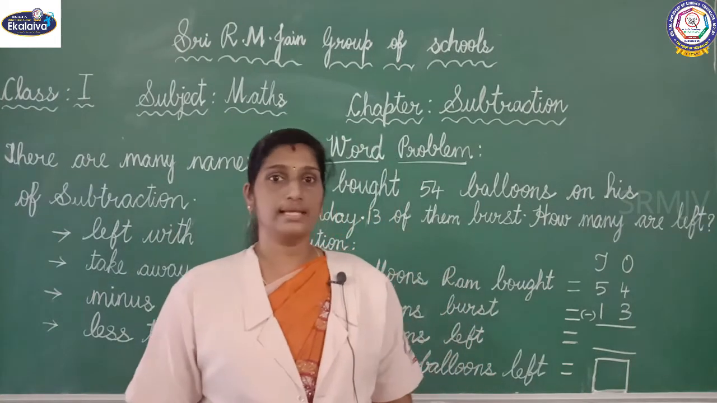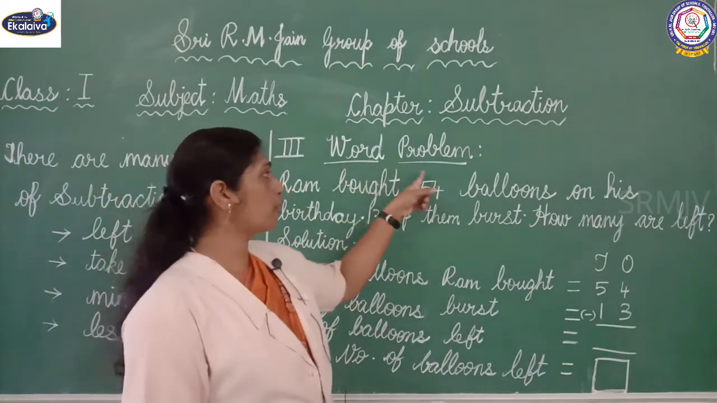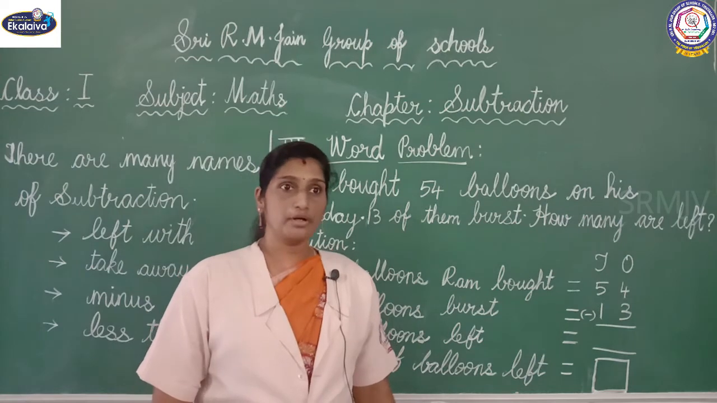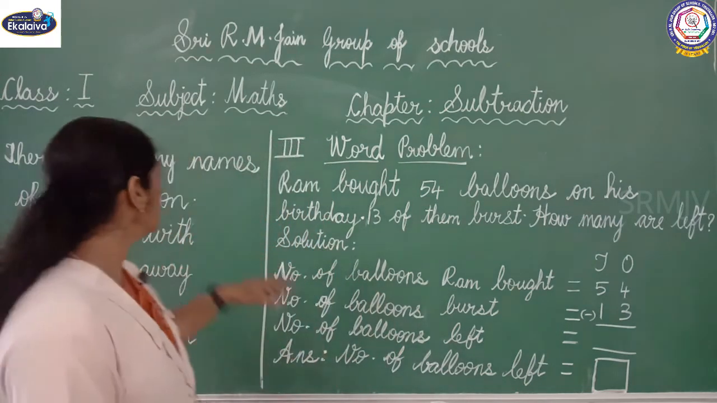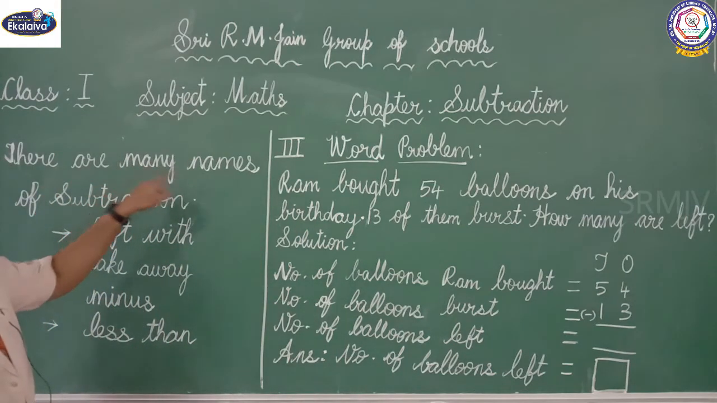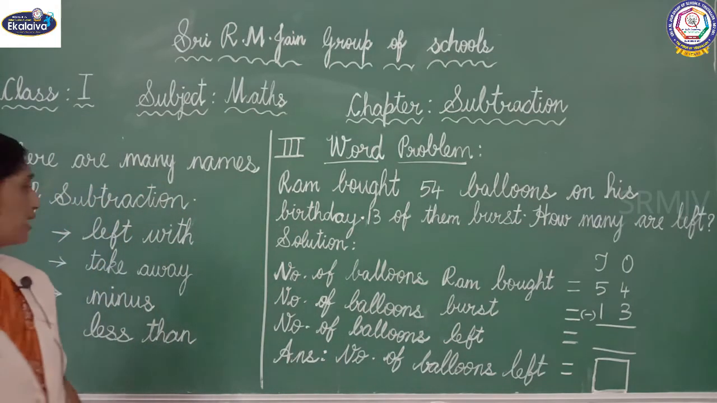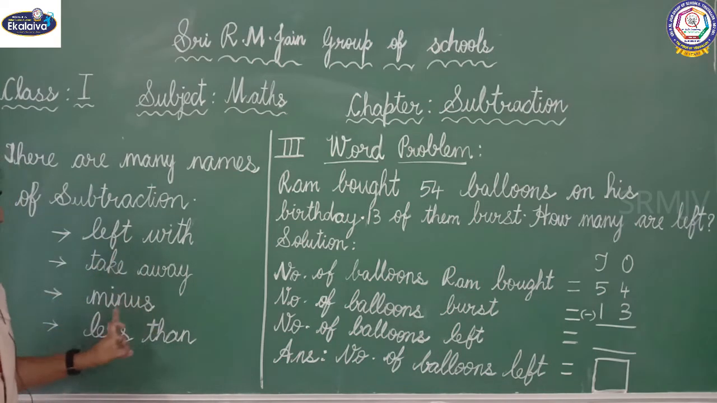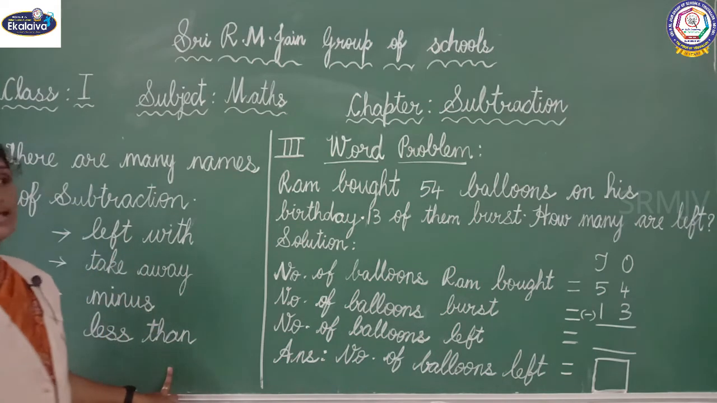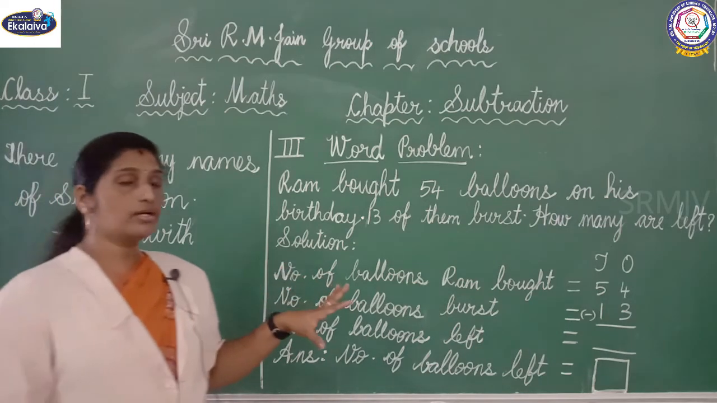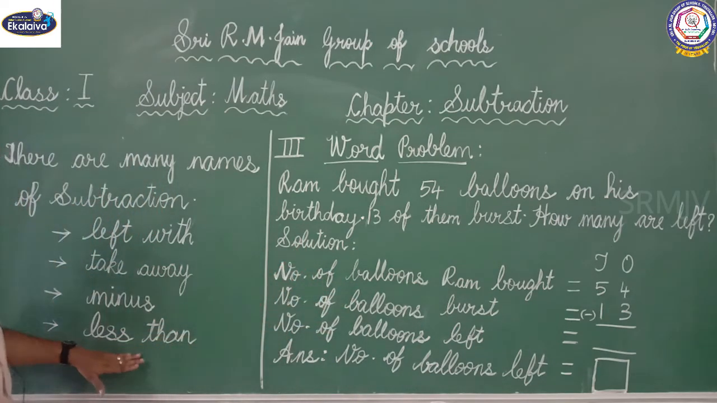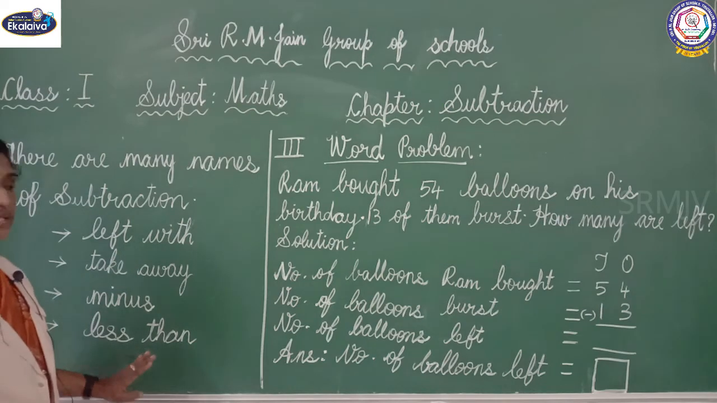Now we are going to see the third heading, word problem. And in the word problem, how we are going to subtract, we are going to see. Before that, we all know there are many names of subtraction. They are left with, take away, minus and less than. These words indicate subtraction. Whenever these words come in the word problem, definitely we have to do subtraction.